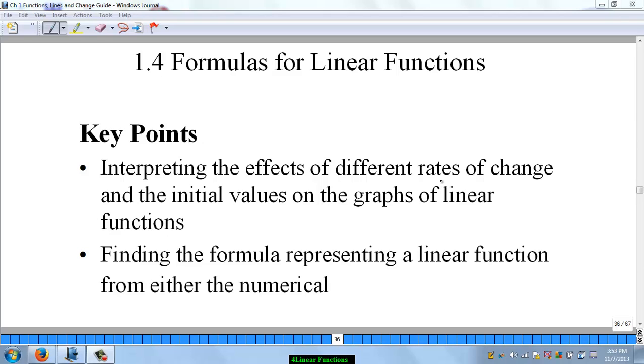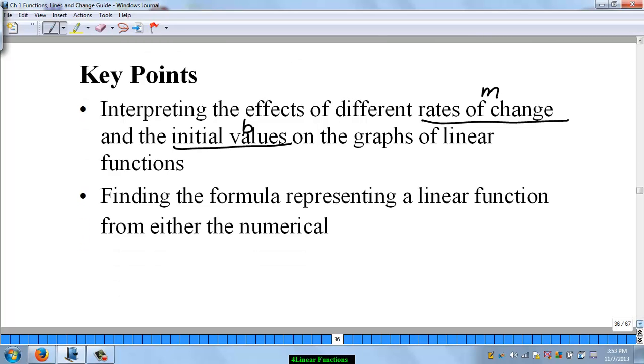Okay, we're talking about the formulas for linear functions. We're going to interpret the effects of different rates of change, or slopes, and the initial values, or b, on the graph of a linear function. And then we're going to be finding formulas representing linear functions.